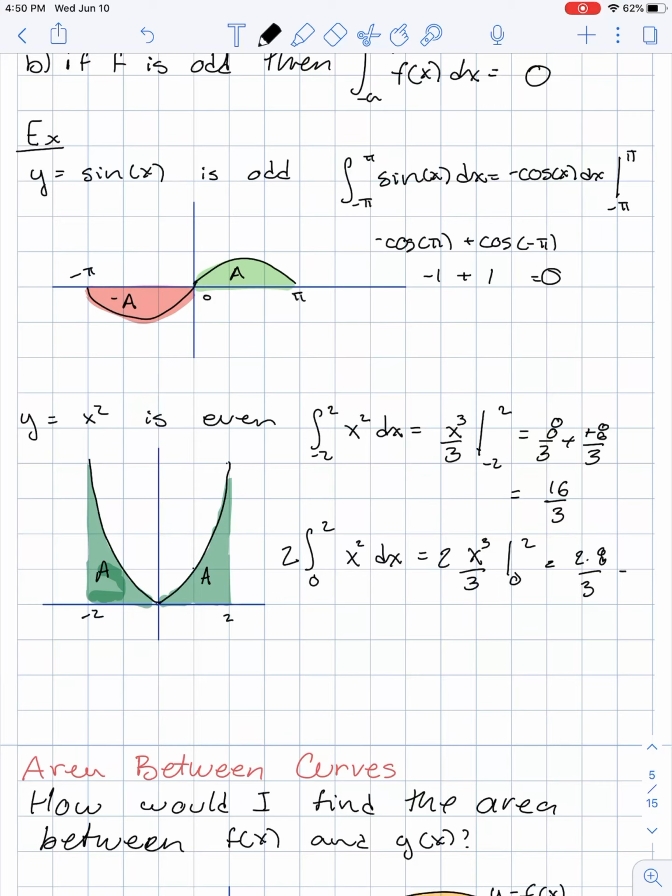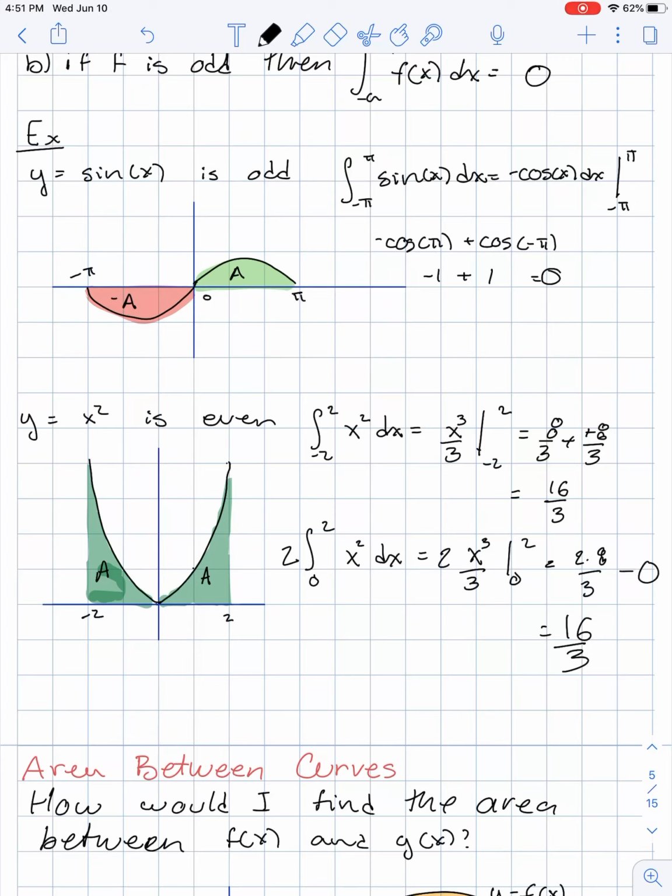2 times 8 divided by 3 minus 0. That also equals 16/3. So that's really cool. Really helpful, again, with the speed of doing these. So during quizzes and exams, it might help you out. And later in math, it's really, really useful to know these properties.